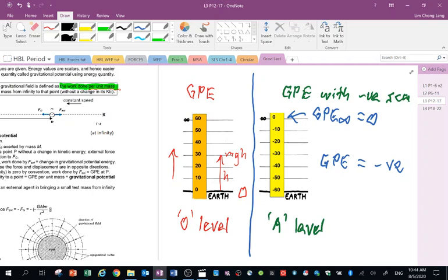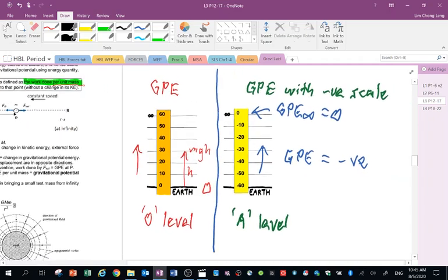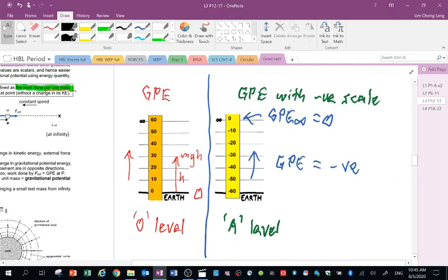Okay, so I want you to see that for both scales, as you move upwards, the value of GPE is getting bigger. Take note that minus 10 is more than minus 40. As you go higher and higher up, the GPE value is getting bigger. Less negative means a bigger value. So I would like you to take a snapshot of this so that you can understand that we are going to use the negative scale for GPE.